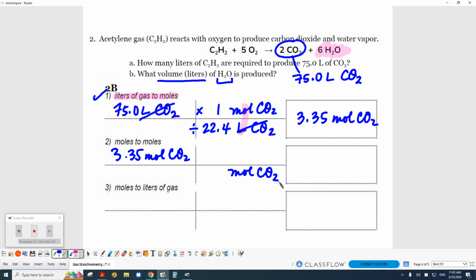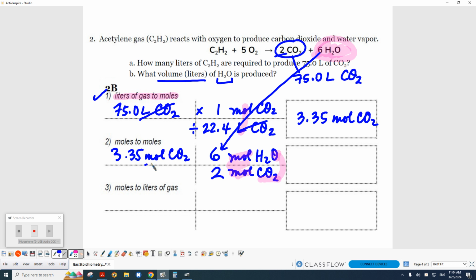And this time we are looking for water. So we're going to put moles of water on the top this time. And when we do that, we find out that we need to use the mole ratio because we're converting from moles of what we know to moles of what we're looking for. And where do we get the mole ratio? Get those from the coefficients of the balanced equation. Knowing that 6 moles of H2O, see the 6, is produced for every 2 moles of CO2. That 2 right here.